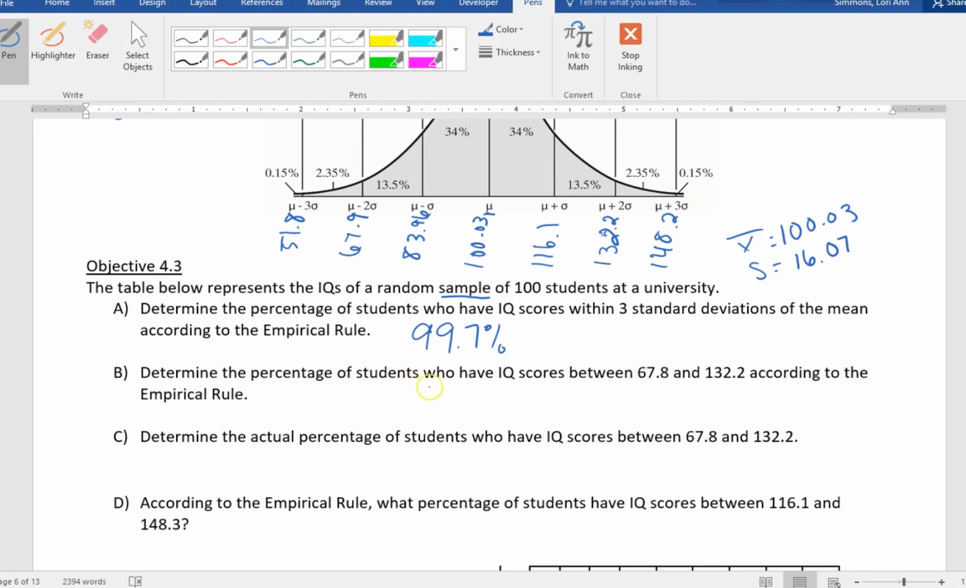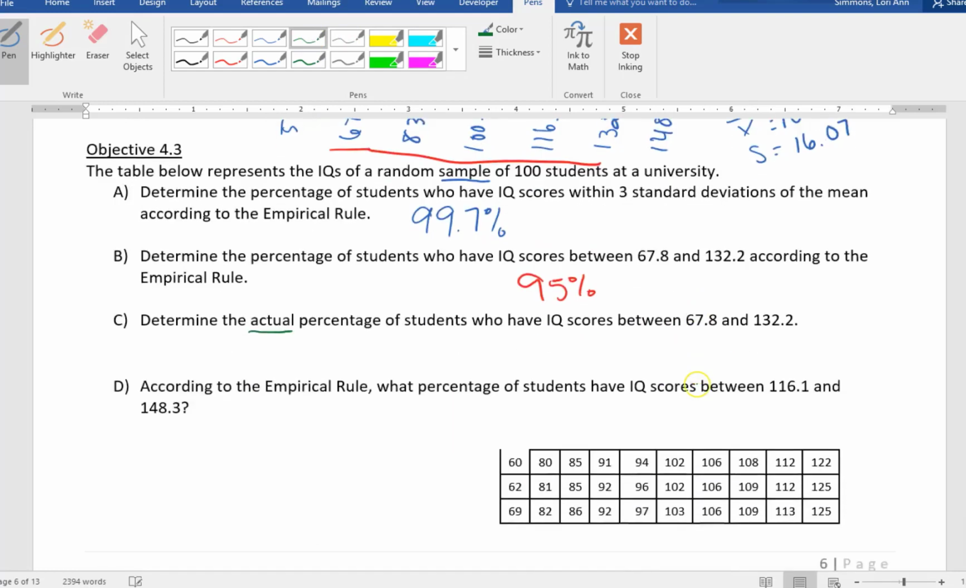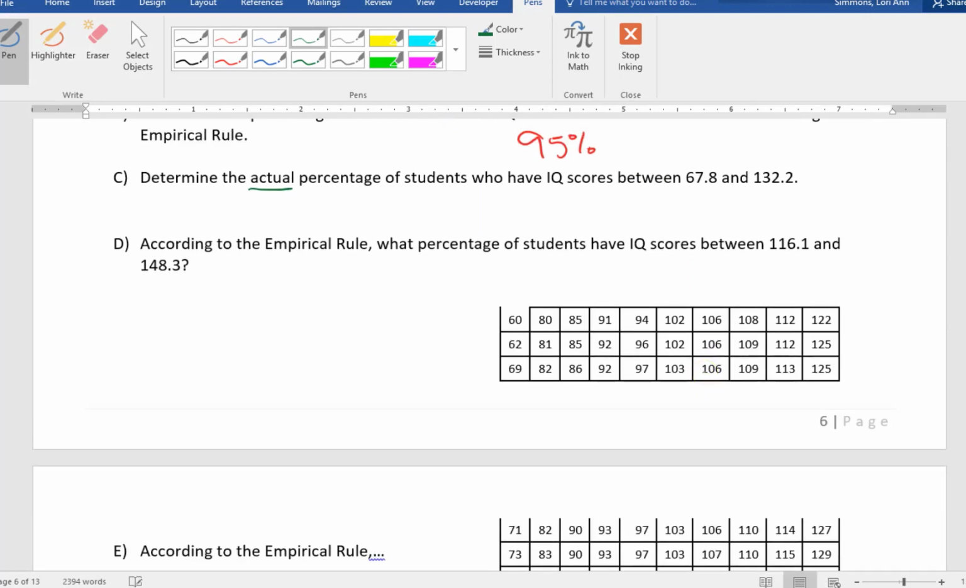So determine the percentage of students who have IQ scores between 67.8 and 132. So 67.8 to 132, we're looking at this range. So that's 95%. Now let's figure the actual percentage of students. How many are between 67.8 and 132? Since there are 100 and we're going to be somewhere around 95, I'm going to just count how many are not in there and subtract it from 100.